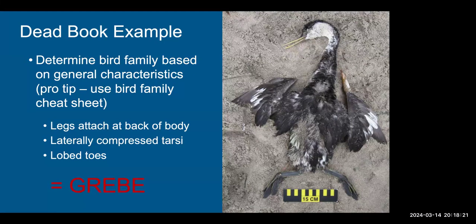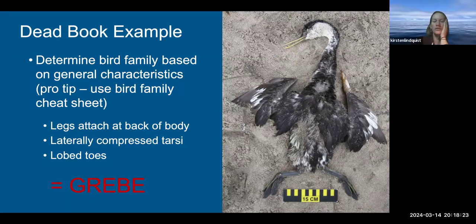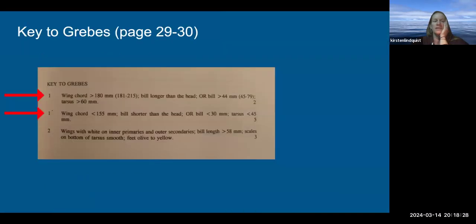Because of the delicate neck, wonderful, delicate bill, all of this. Awesome. Okay, so now that we've decided it's a grebe, we're going to look in the back of the dead bird book to find what page the key to grebes is on. And it's on page 29 and 30. So the first question, this is going to be a little example of how to use this dichotomous key in a useful way.